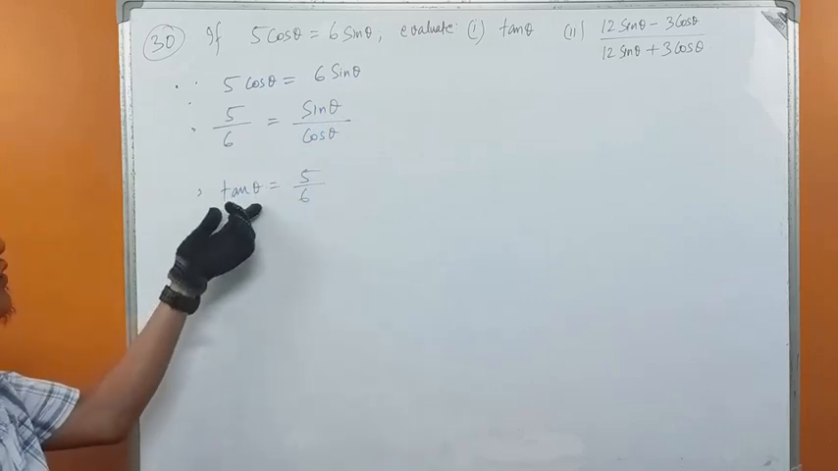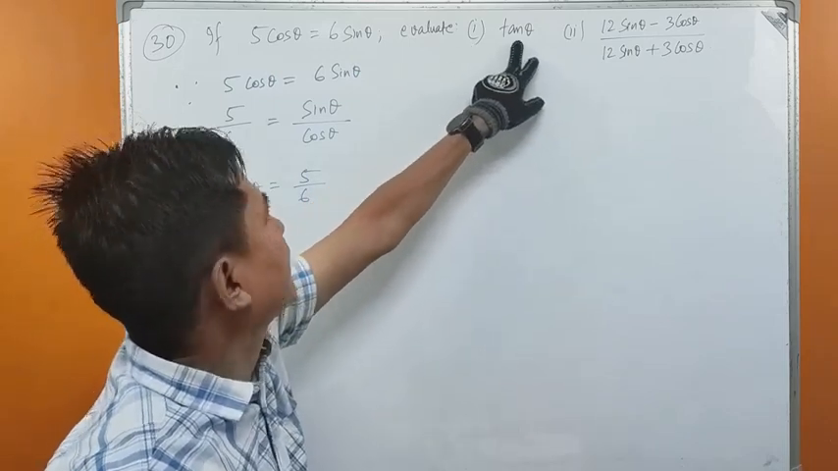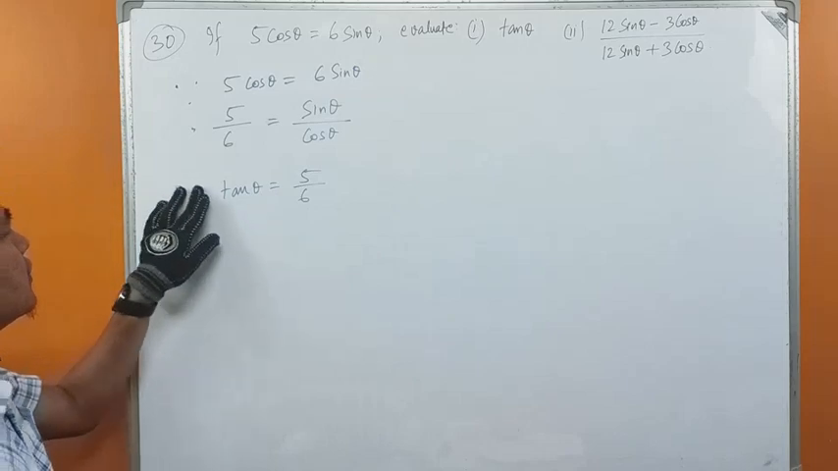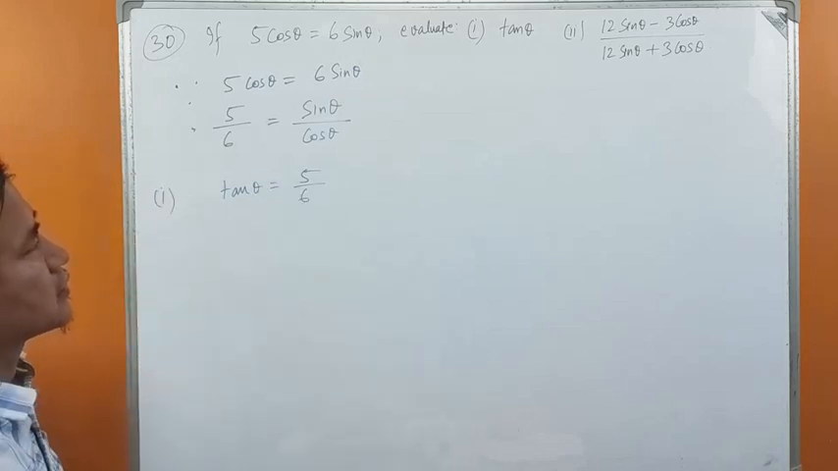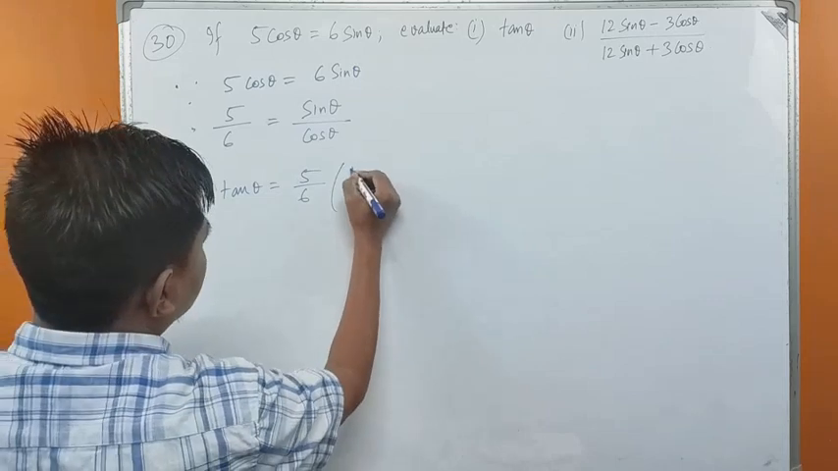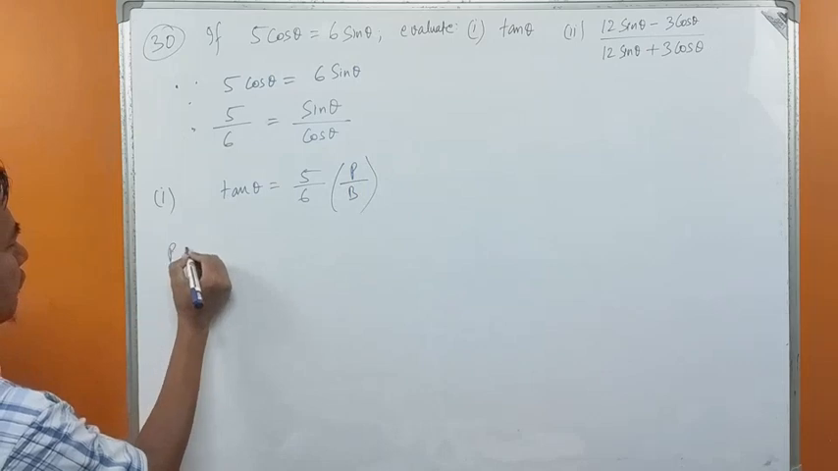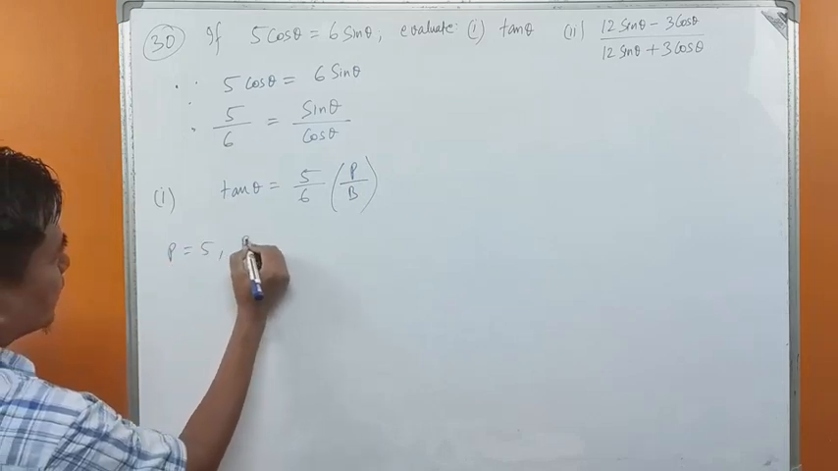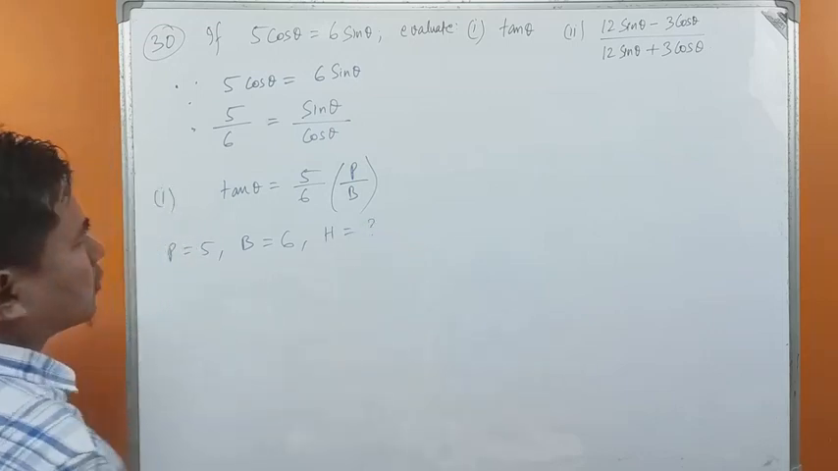So this is the answer for this expression. We are asked to find the value of tan theta. Tan theta is 5 upon 6, isn't it? So this is the answer for question number 1. Tan theta is 5 upon 6. Now tan theta is perpendicular upon base. So perpendicular is 5, isn't it? And base is 6. So we don't know the hypotenuse. Hypotenuse is unknown to us.